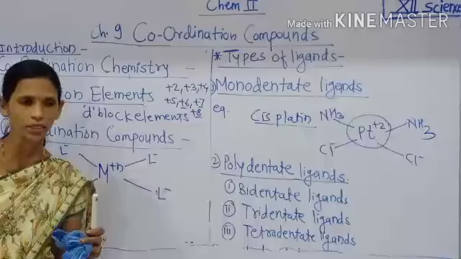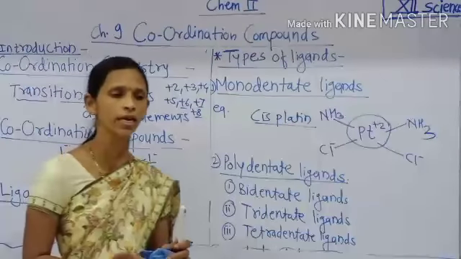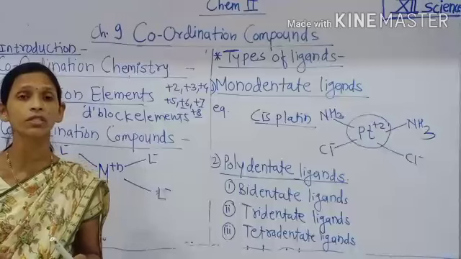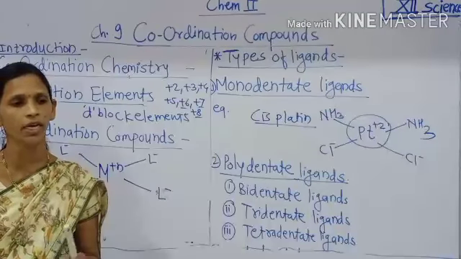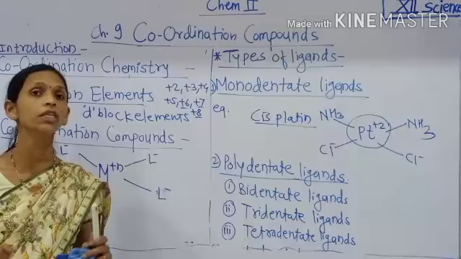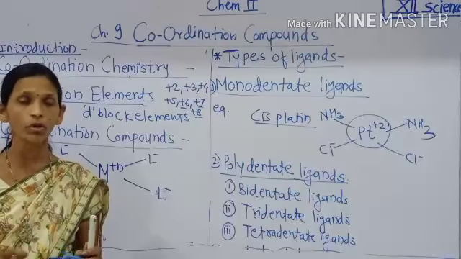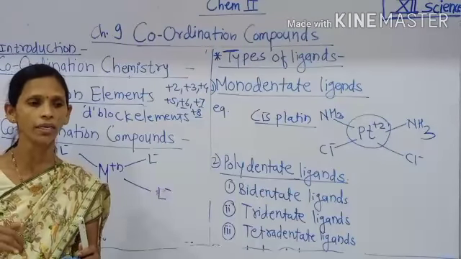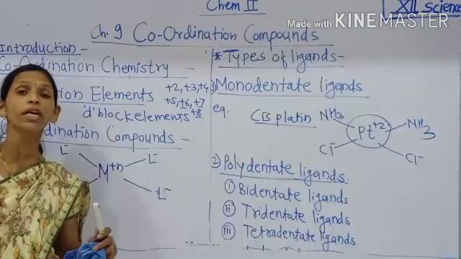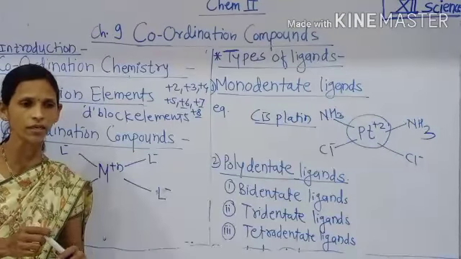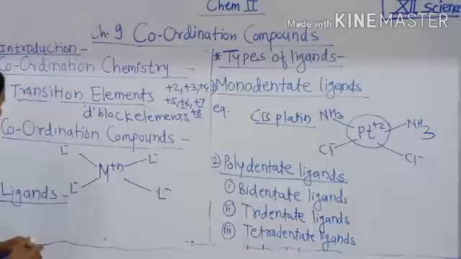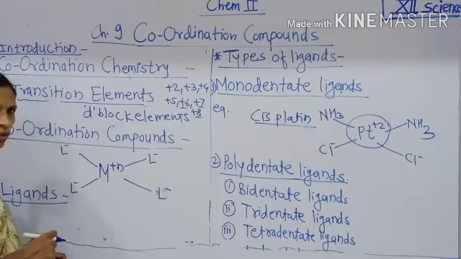It is a complex compound which is formed by a central metal ion in its higher oxidation state, which is surrounded by ligands. A ligand is nothing but an atom or group of atoms, or an ion or molecule, which is bound to the central metal ion by a coordination bond. All of you are aware of that coordination bond.